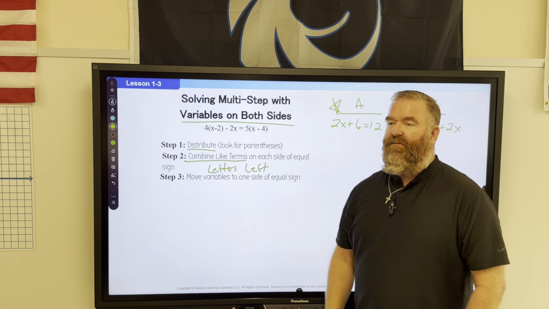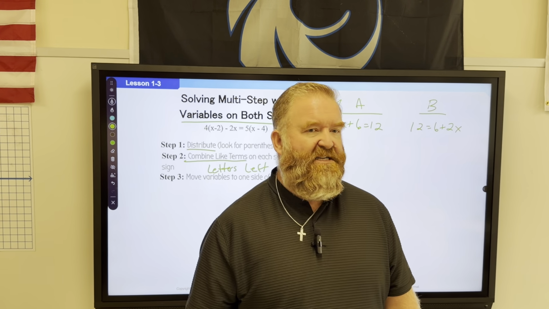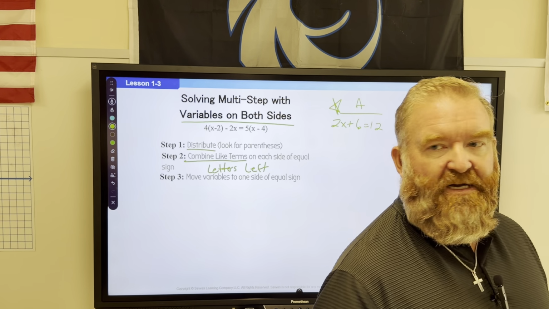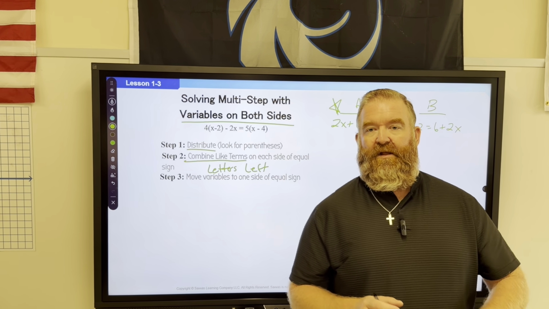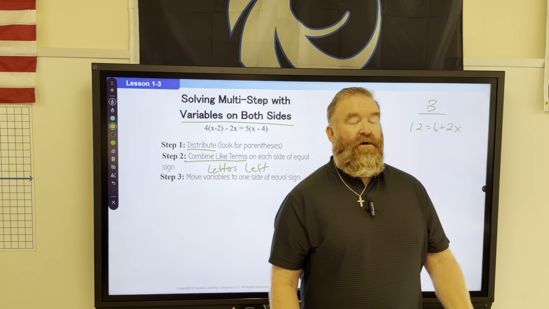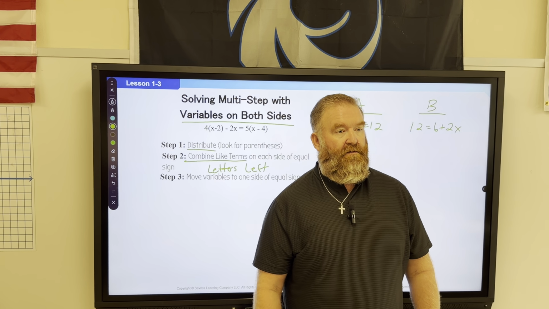You can say move the variables to one side of the equal sign. If you want them to be on the right side, keep them on the right side. It doesn't matter. Whatever side works best for you. There's no right or wrong way to do it. Fair? Now, if the variables are on the left, where do you think you're going to put the constants?